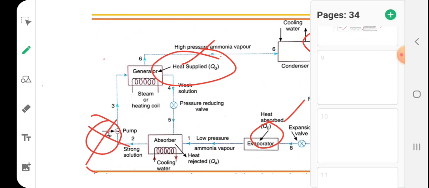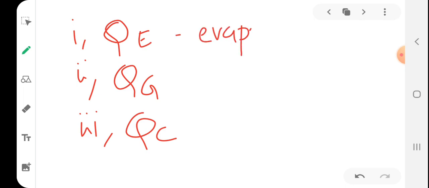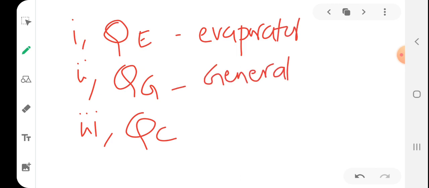So there are mainly three quantities. One is QE, heat input in the evaporator. This is the refrigerating effect. The second one is QG, heat supplied in the generator. The third one is QC, heat rejected in the condenser. So, evaporator, generator and condenser, right?